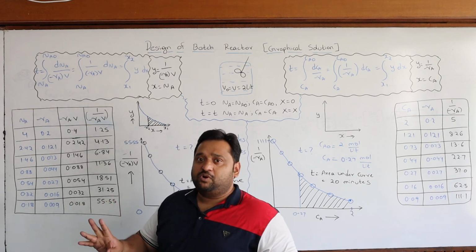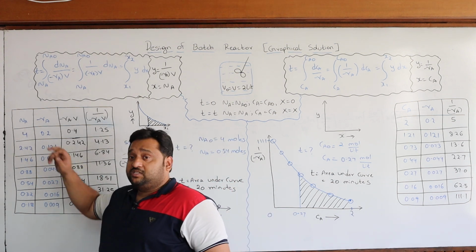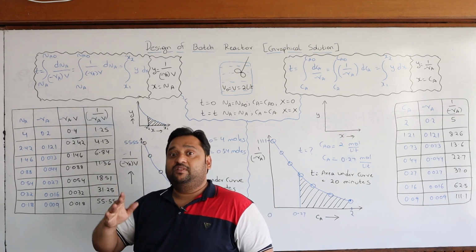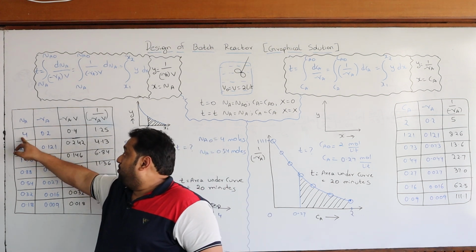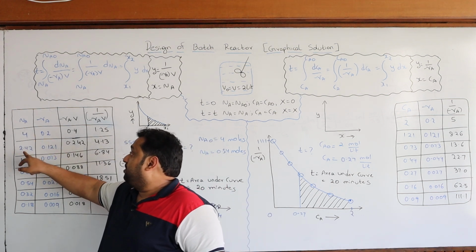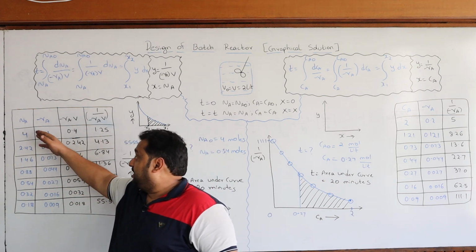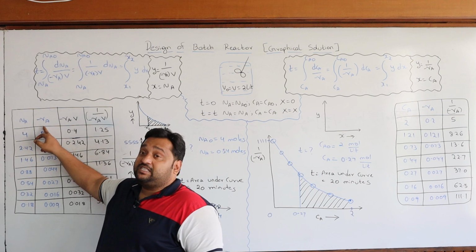Imagine you have these two data: one is moles, what the moles in the reactor are at that time, and the other is the speed of the reaction. When moles are 4, my speed is 0.2. When the moles are 2.42, my speed is 1.21. Like that, the more the moles, the more the speed.